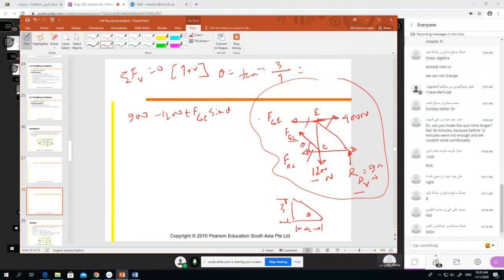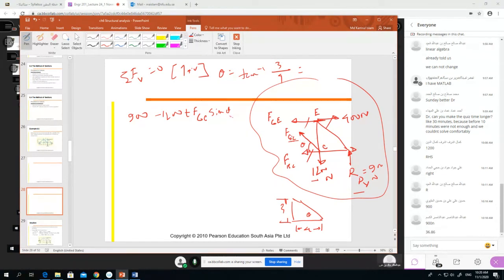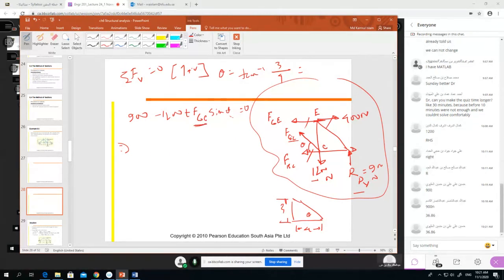Okay, so you calculate theta and put the theta value here, and then there is no other force. We have the vertical forces equal to 0, and then from here you can find the only unknown, FGC. Someone is telling me 36.86. Now the only unknown is FGC. So you calculate the FGC, and tell me what the result is.